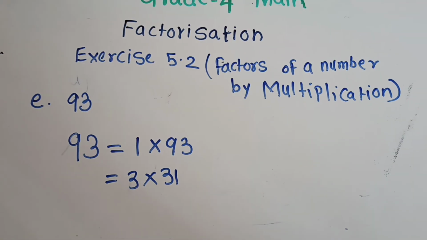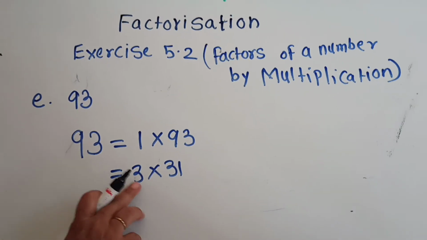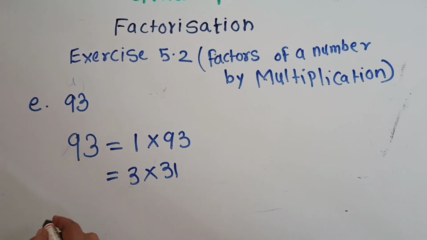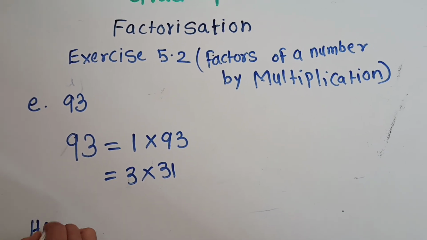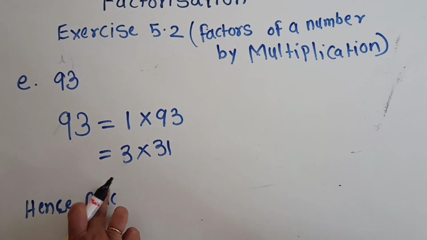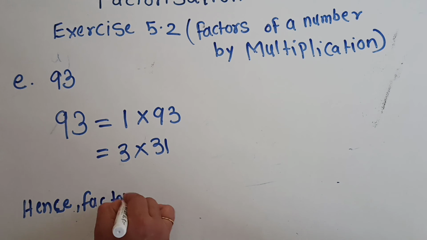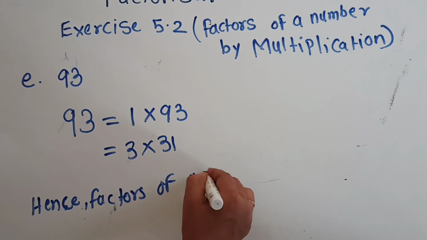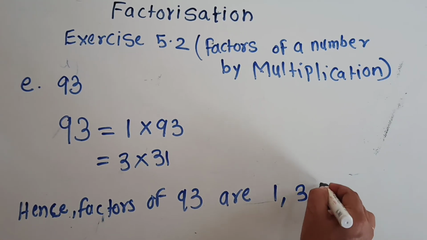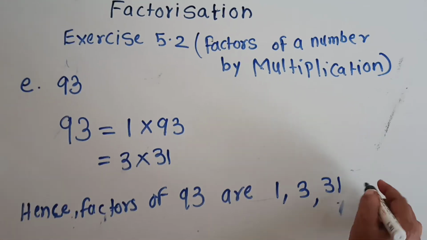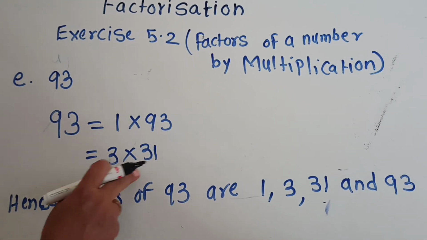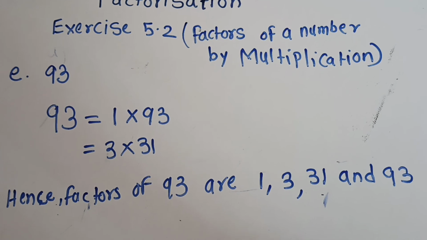16. So children, there is no other factors of 93. Okay. So hence factors of 93 are 1, 3, 31 and 93. Okay children, these 4 are the factors of 93.